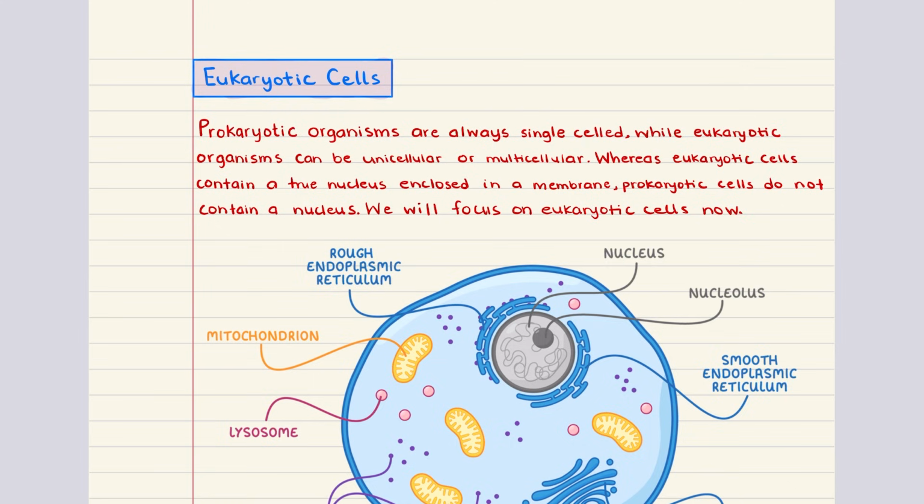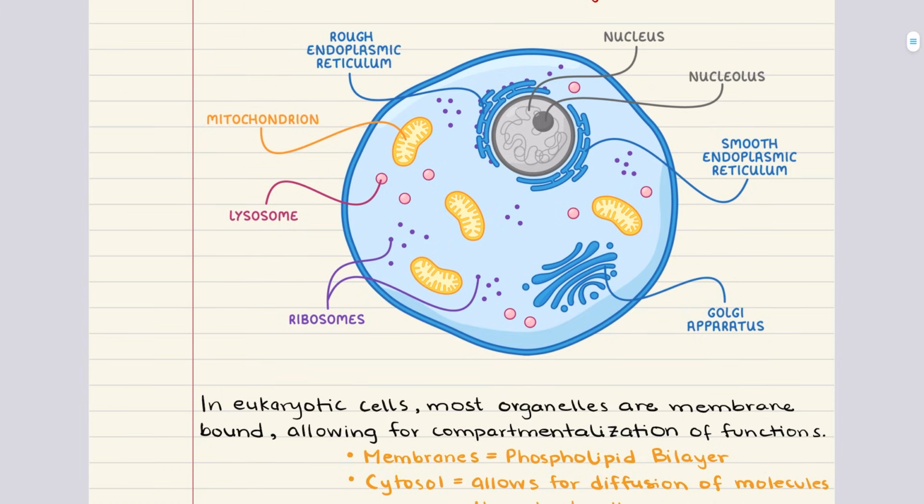This chapter is going to cover both cell types, but we'll start with eukaryotic cells, which are the kinds found in animals, plants, fungi, and protists. Now, prokaryotic organisms are always single-celled. But eukaryotic organisms can exist as single cells or as multicellular systems with specialized tissues.